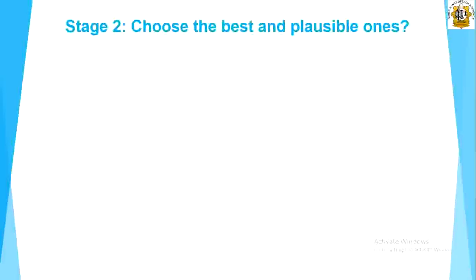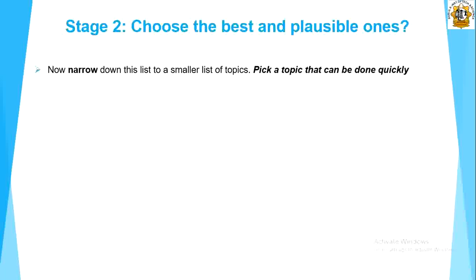Next, choose the best one or plausible ones. When you have selected or listed out the topics of your interest, you have to pick or choose them, or you have to make the list narrow. So pick the topic that can be done quickly. At your level, you have to do it in a certain period of time. So you have to be very precise about your project.